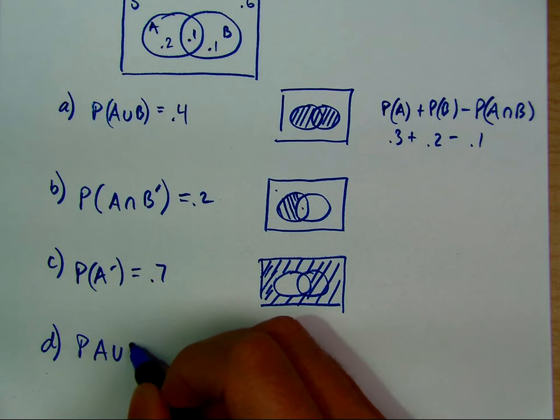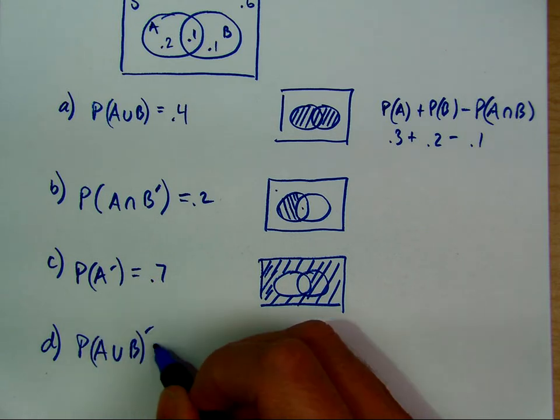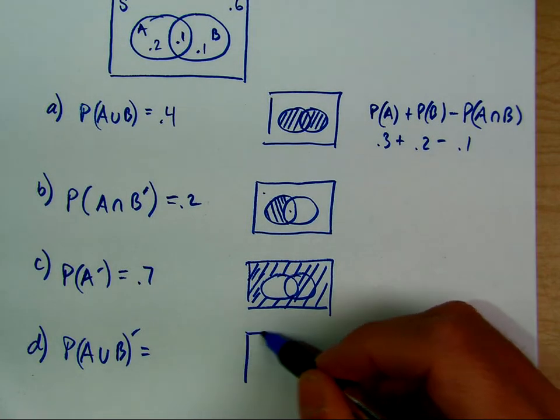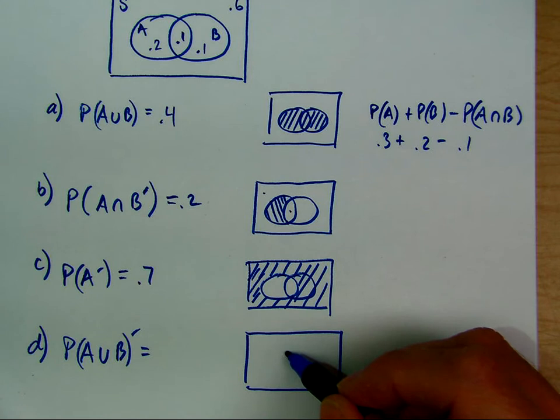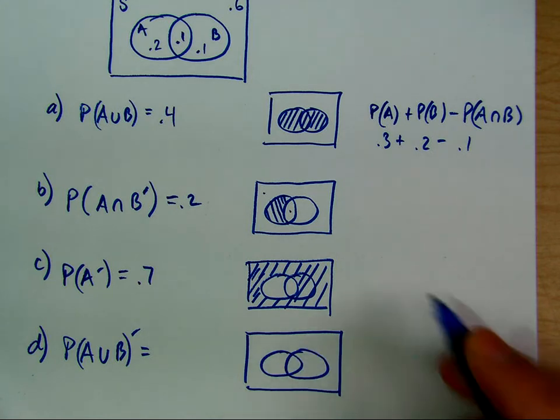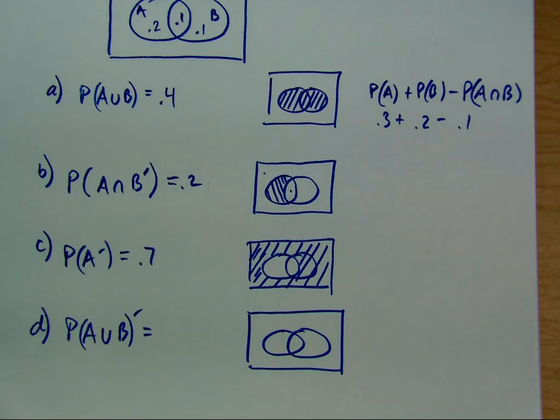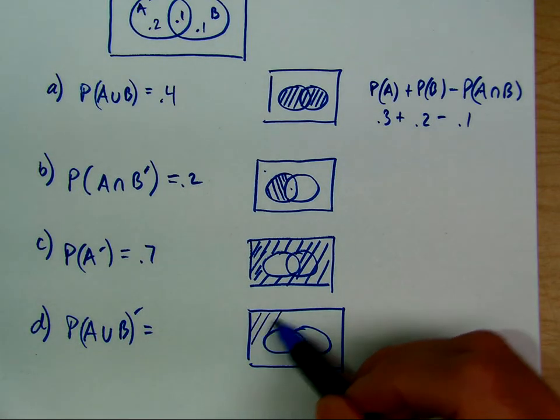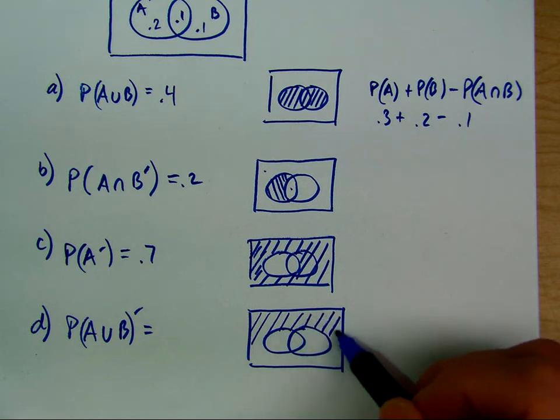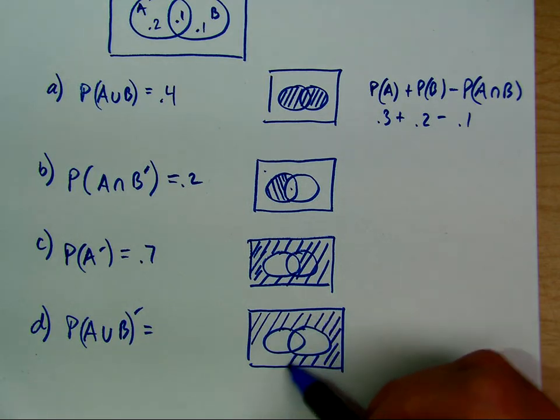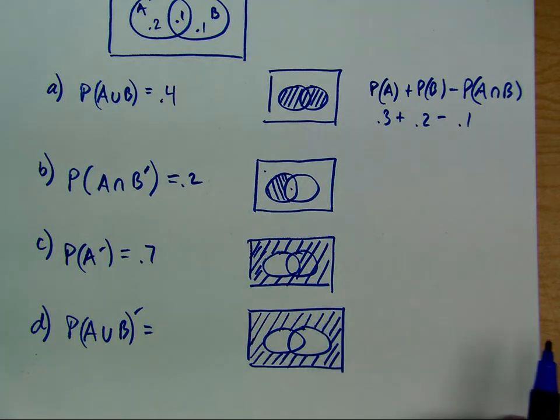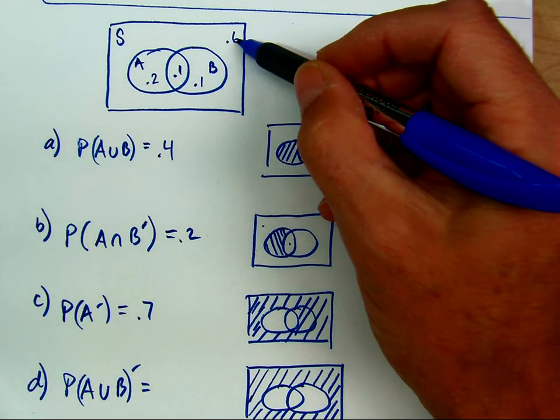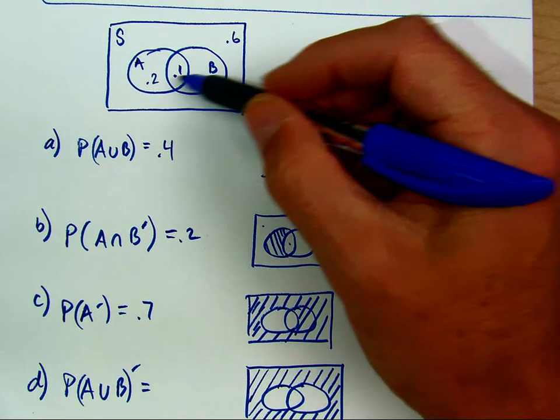Either way, we'll get 0.7. The complement of the union of A and B. So here's the union of A and B, and we want the complement of that. So it's everything outside of A and B. And we can just count up that area here. It's 0.6, or it's 1 minus 0.4.